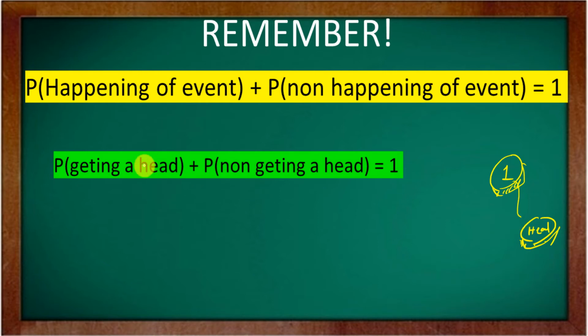So probability of getting a head plus probability of not getting a head will always be equal to 1, right? What is the probability of getting a head if I flip the coin once? We just saw it: it will be 1 divided by 2. And what is the probability of not getting the head, which means the probability of getting a tail? That will again be 1 by 2. And what is 1 by 2 plus 1 by 2? It will be equal to 1. Alright, so it is as simple as this.